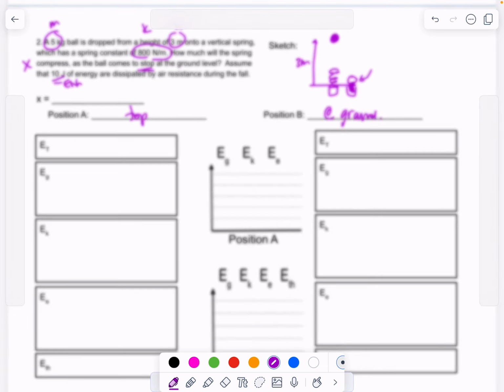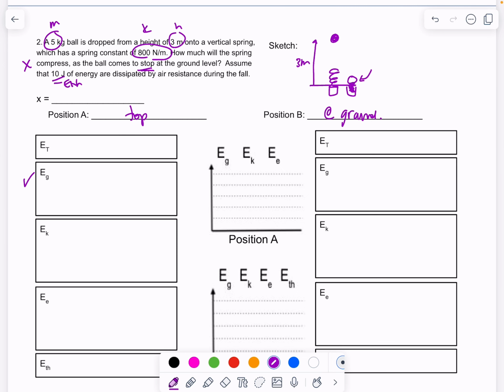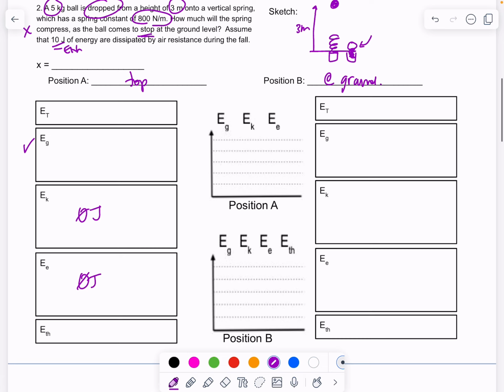So in the initial position, is there any EG? Yes, because it's above the ground. Is there any EK? No, because it says dropped. Is the spring stretched or compressed yet? No. And there's never any E thermal in the first position. So we're going to have only EG, so that's easy.